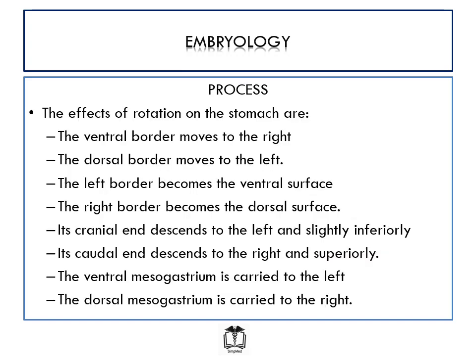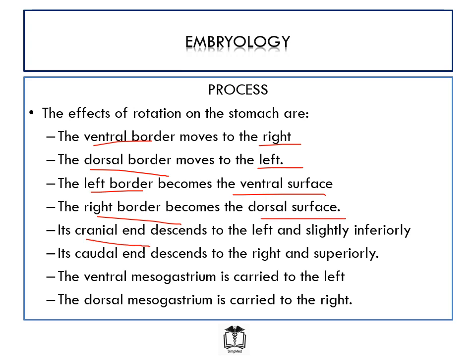So what happens when the stomach rotates 90 degrees clockwise? The initial ventral border of the stomach becomes the right part of the stomach. The initial dorsal border moves to the left. The left border becomes the ventral surface, becoming anterior. The right border becomes the dorsal surface, becoming posterior.